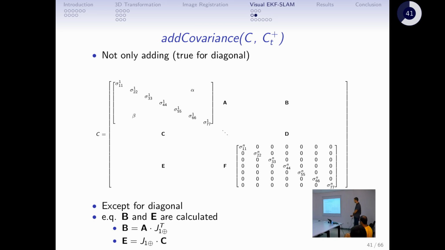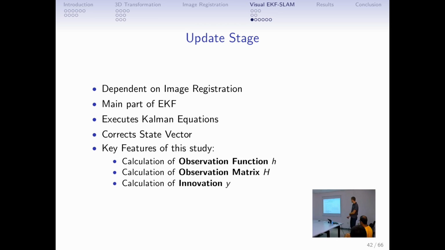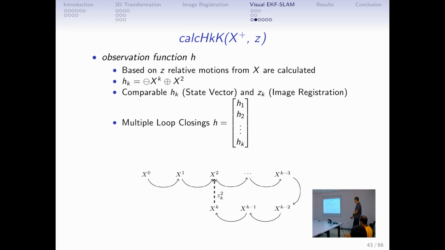And I want to refer at this point to my thesis. The update stage is dependent on the image registration. No update, no image registration, or no successful image registration, no update. It's the main part of the EKF. The key features are the observation function h, the observation matrix capital H, and the innovation y. So let's go into detail.